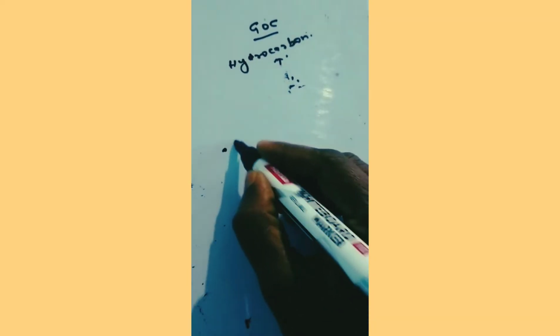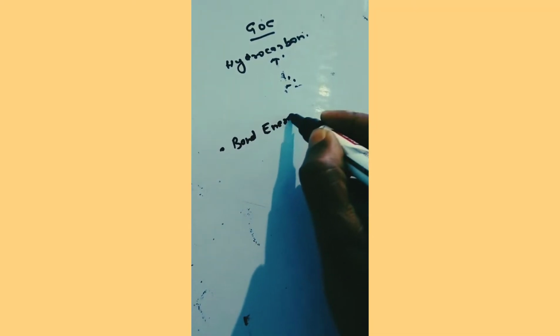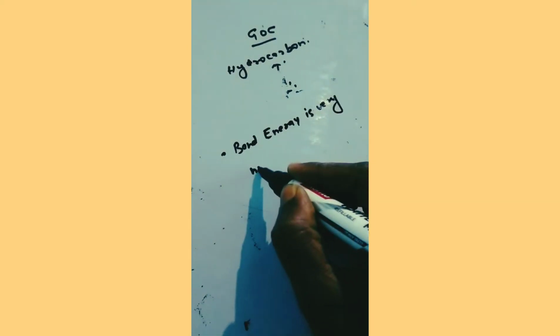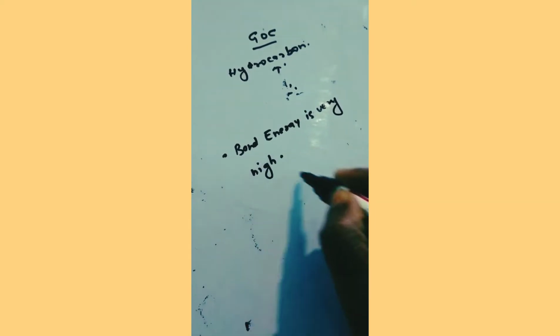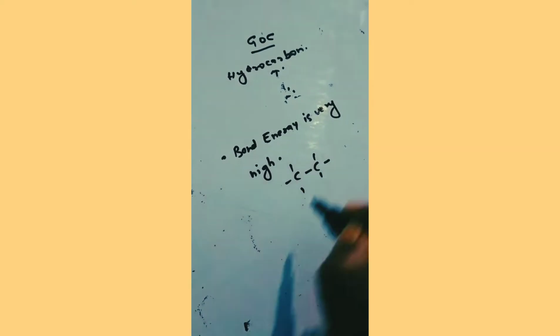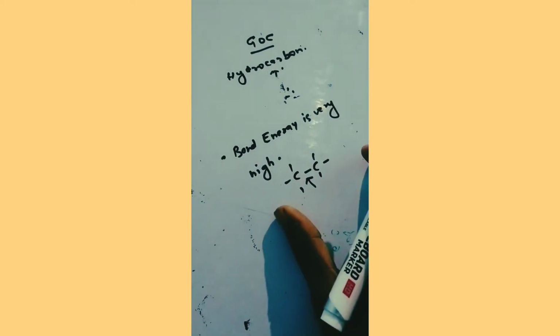Next, its bond energy is very high. Very high. How can you calculate it? If you break this single bond, this bond energy will be very high. That is the meaning of this sentence.